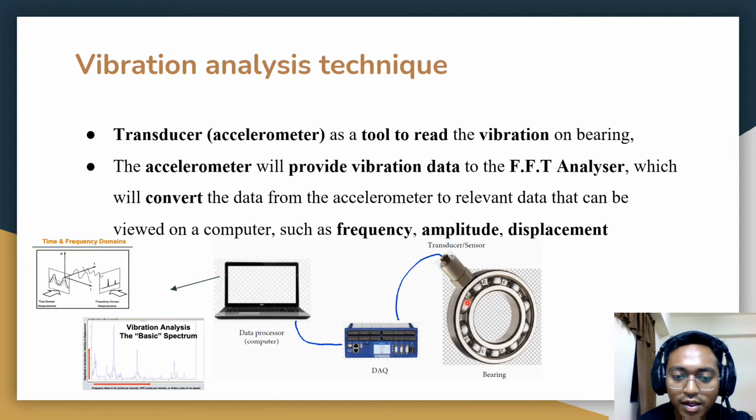If we see the figure here, this is the transducer, or sensor, or accelerometer. We attach it to the bearing, then the transducer will read the vibration data, the DAQ. Then by using a laptop, we can filter and convert the data to the relevant form of data, such as frequency here. See, we have a vibration analysis spectrum, and this is the time and frequency domain that has been filtered from the data stored in the DAQ.